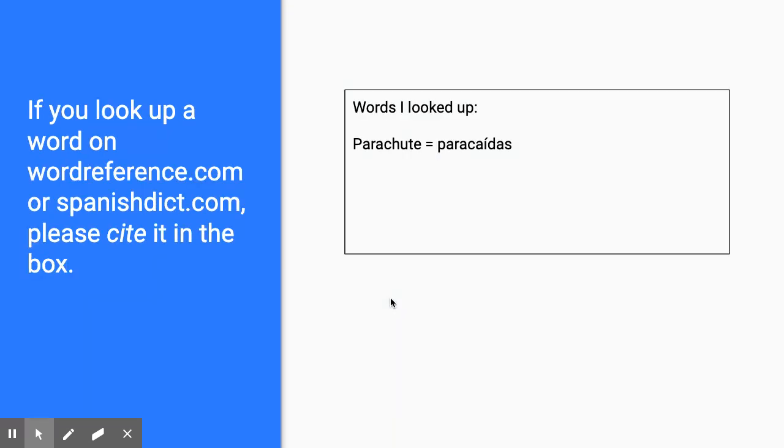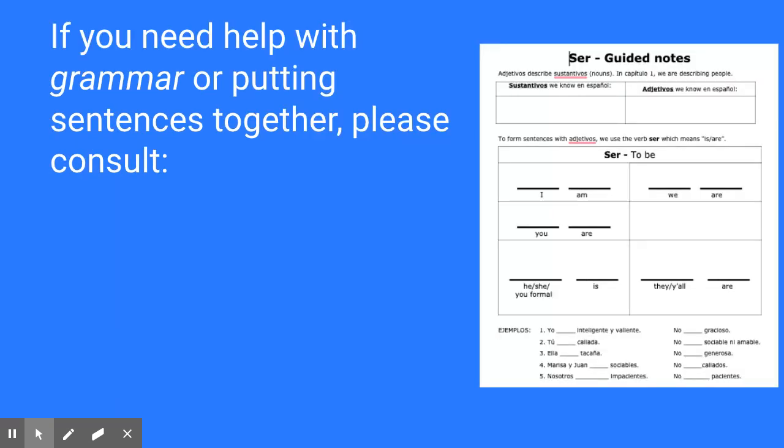Okay, also, if you look up a word, either on WordReference or SpanishDict, I'm going to ask that you cite the word. So I'm going to include a box in all of your writing assignments that says "words I looked up." And I just want you to copy and paste any words you looked up into that box. It's a good idea for me to know what words you looked up so that I don't think that you're using Google Translate. And it's also good for you to know which words were so important that you had to look up, and maybe you could practice those words and try to learn those words if they are important for you to know.